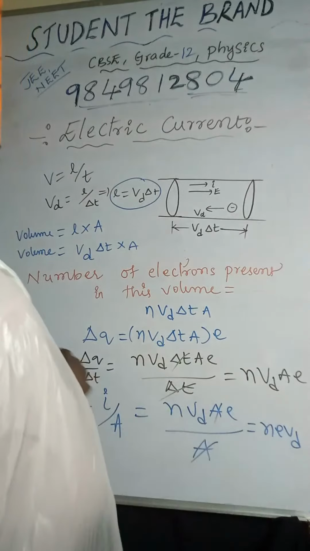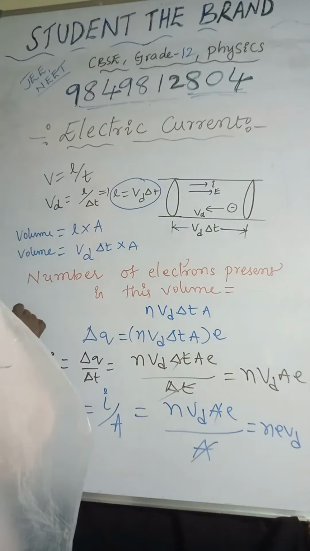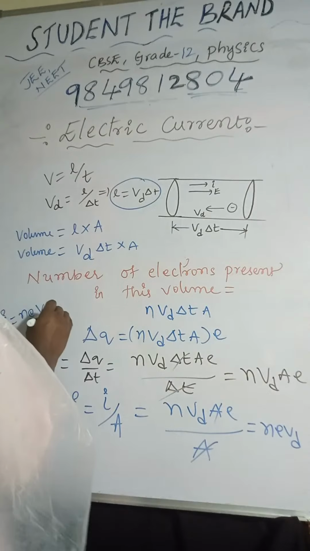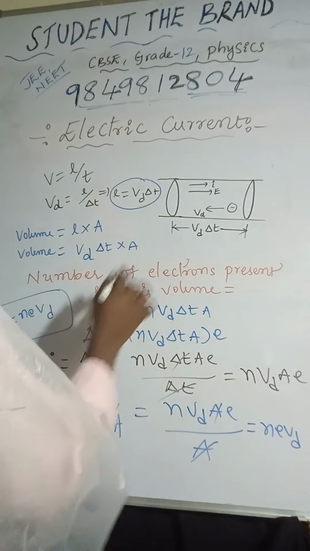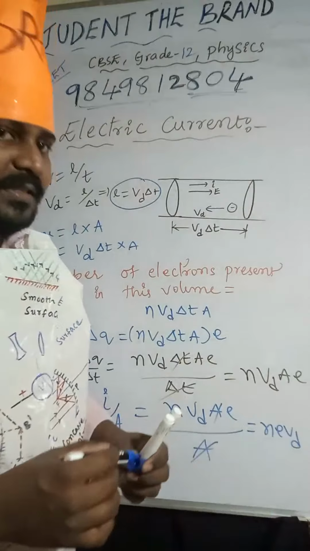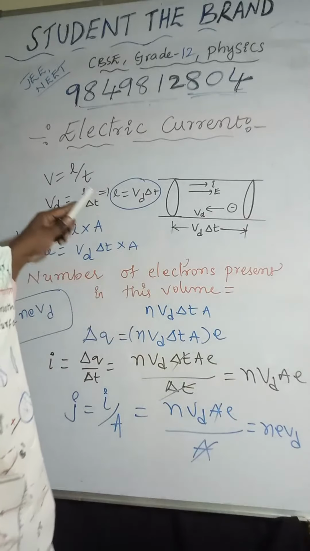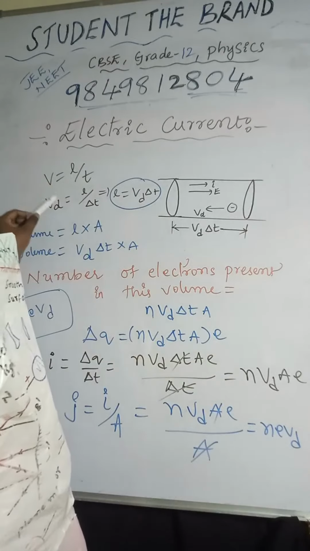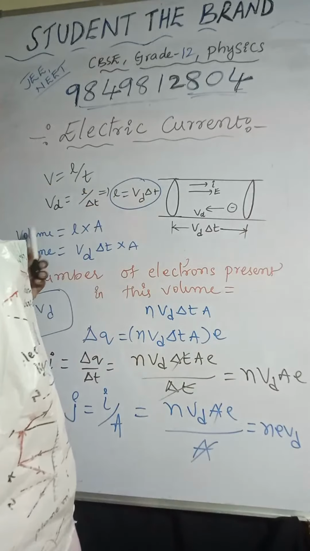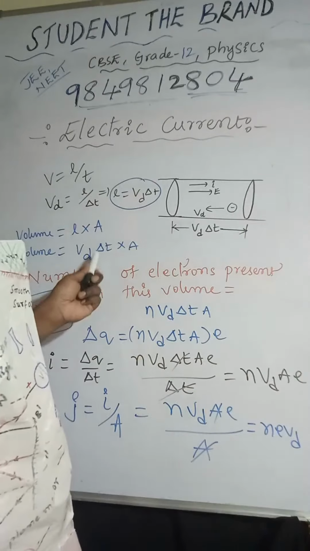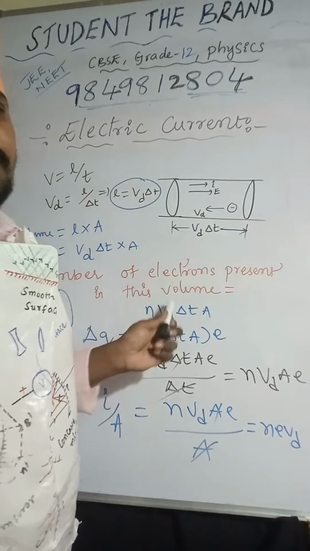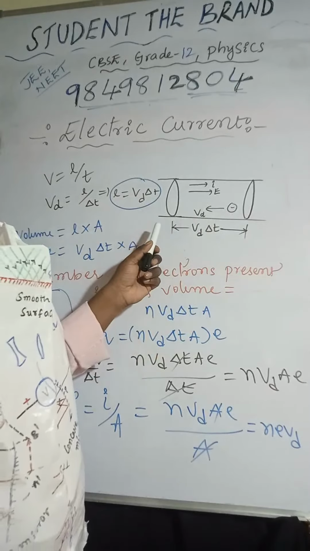Okay. So current density J equal to nEvd. So this is the answer. Check once, this is the formula. I hope it is very clear to you all. So once again, v equal to l by t, l equal to vd into delta t, volume equal to l into A, volume equal to vd into delta t, number of electrons present in the particular volume.